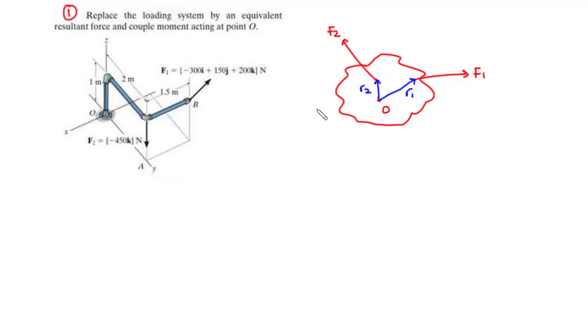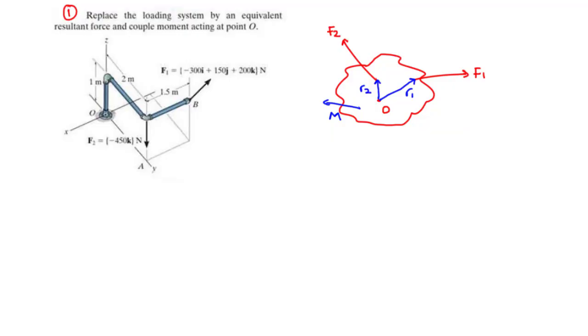Again, let's also assume that we have a couple moment, say M, also acting on the body. Now, couple moments are usually free vectors, hence they can act anywhere on the body. For the sake of convenience, let's direct it away from O. So we are going to assume that this couple moment M is directed away from O. In that case, we can obtain an equivalent system which produces the same external effects on the body as that of the original force and couple system.